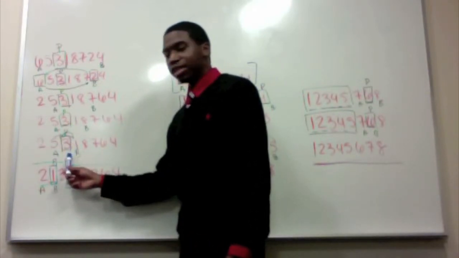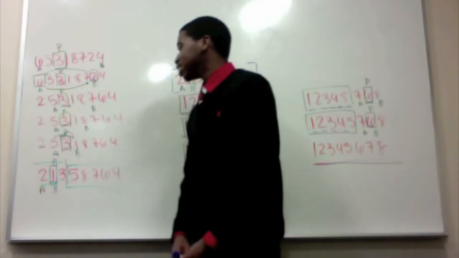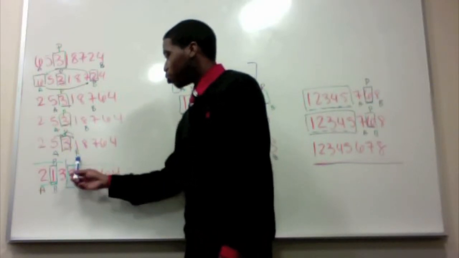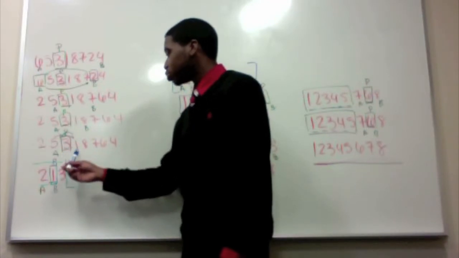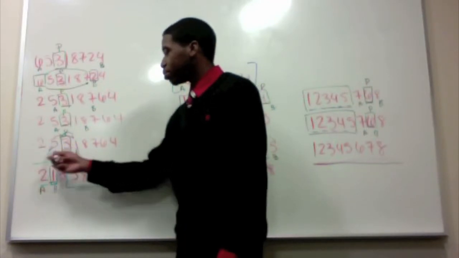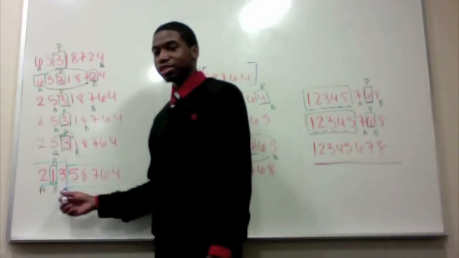Then we move pointer B to the number 1 and keep A at number 5. So we check the number 1, and the number 1 is less than the number 3. So we swap number 1 and number 5. Now we are done with our pivot 3.